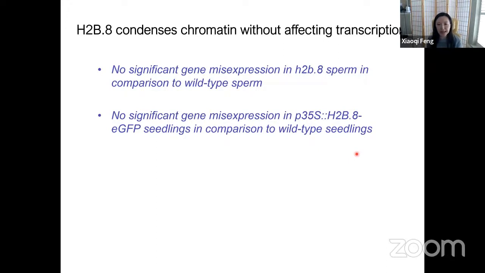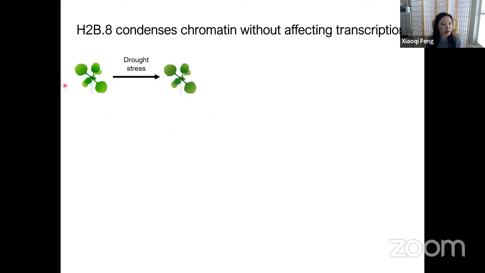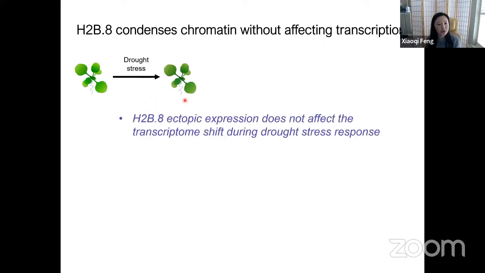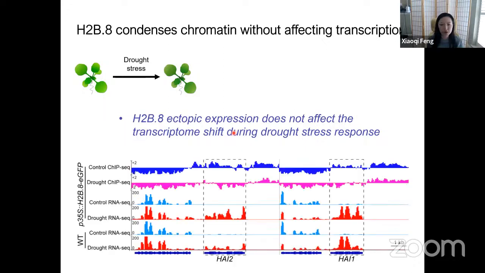And finally, to test whether H2B.8 can inhibit transcriptional activation, we exposed the H2B.8 ectopically expressing seedlings to drought stress and examined the transcriptional response. And in short, we found that this ectopic expression of H2B.8 does not alter the transcriptome changes associated with drought stress. And here, I'm just going to show you two example genes that are known to be induced upon drought stress.